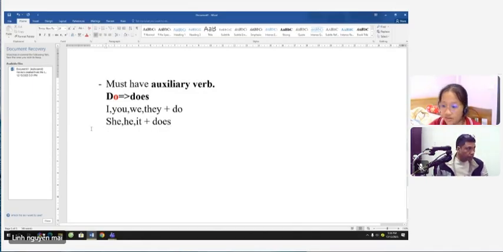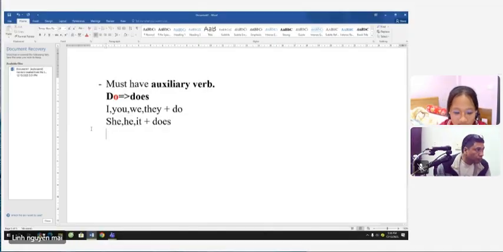So here is the form of the negative sentence: the subject with the auxiliary verb.